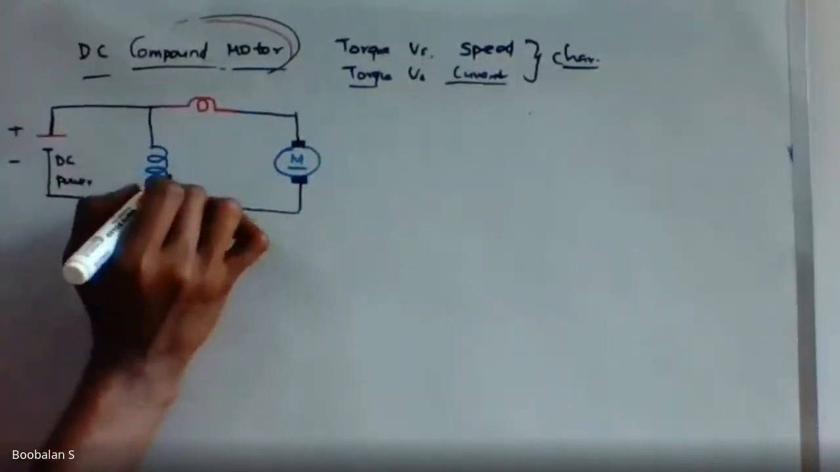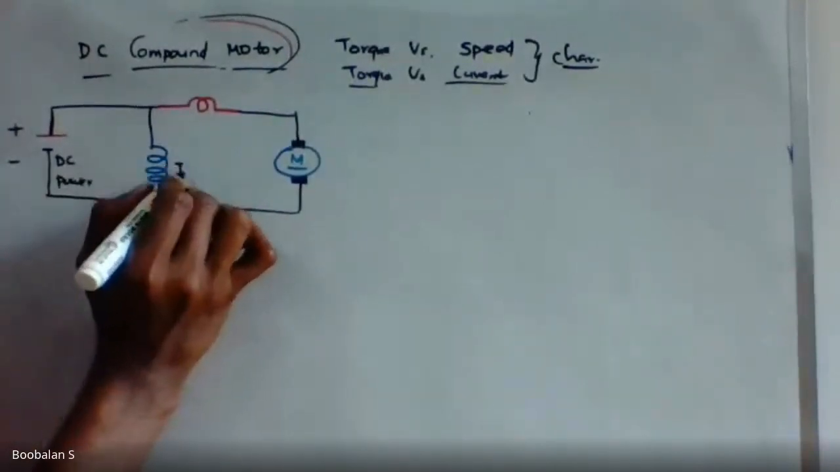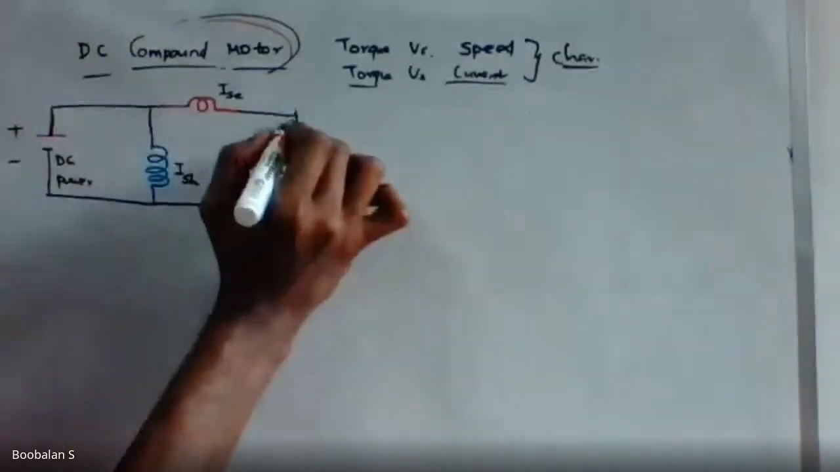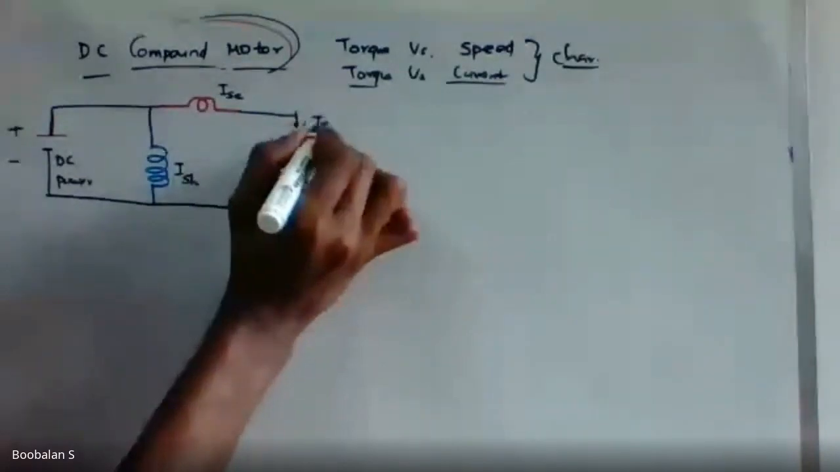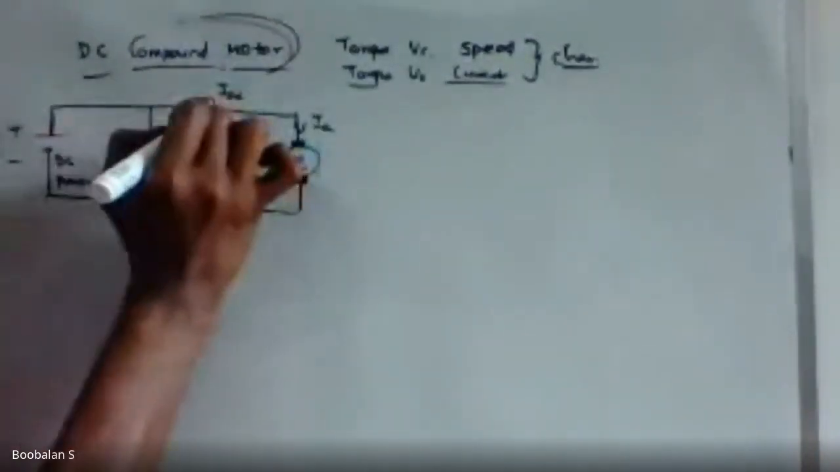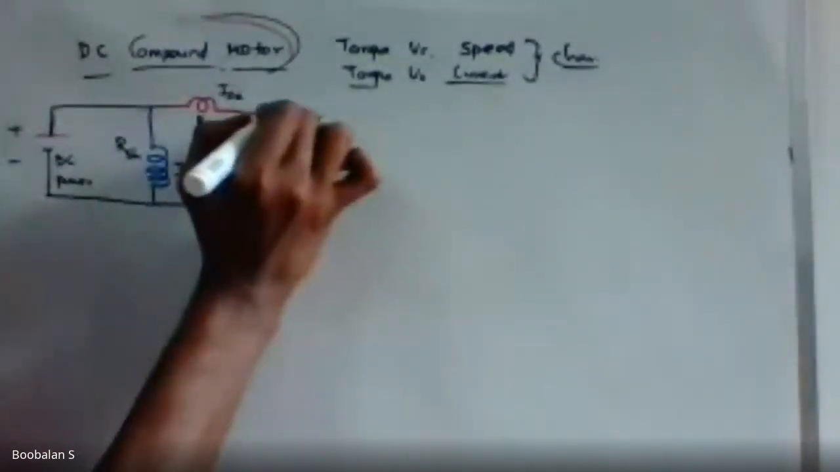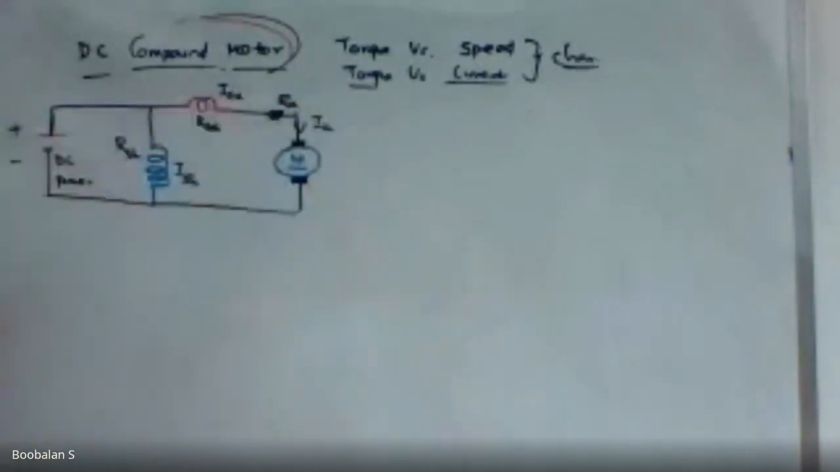This is called shunt winding. So the current flowing in the circuit is I suffix SH. This is called series winding. The current flowing in it is I suffix SE, and this is the armature current, I suffix A, right? So their resistances are R suffix SH, R suffix SE, and the armature resistance is R suffix A, right?